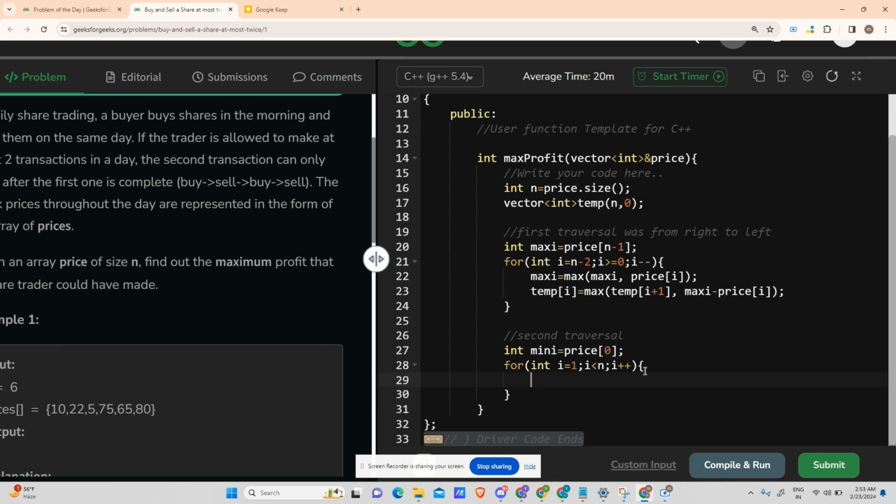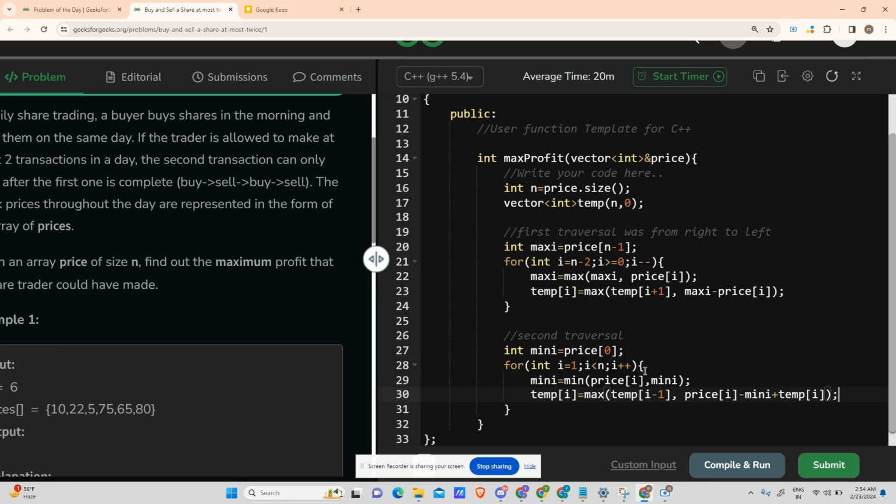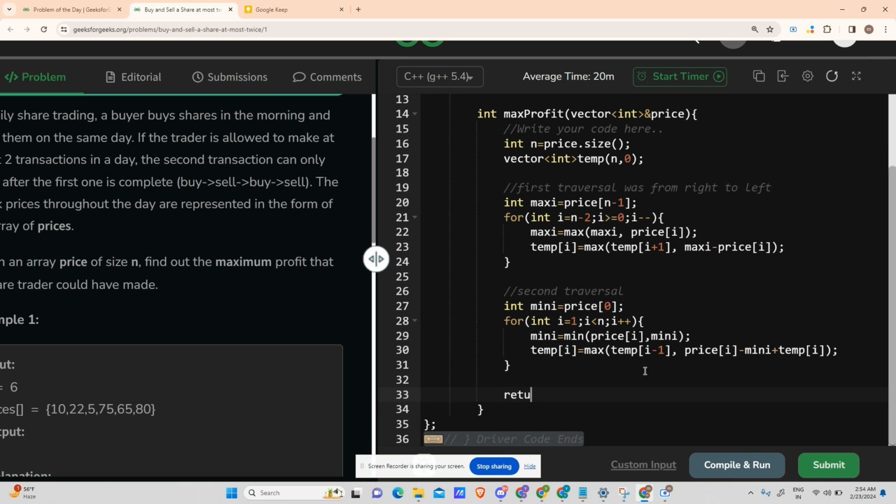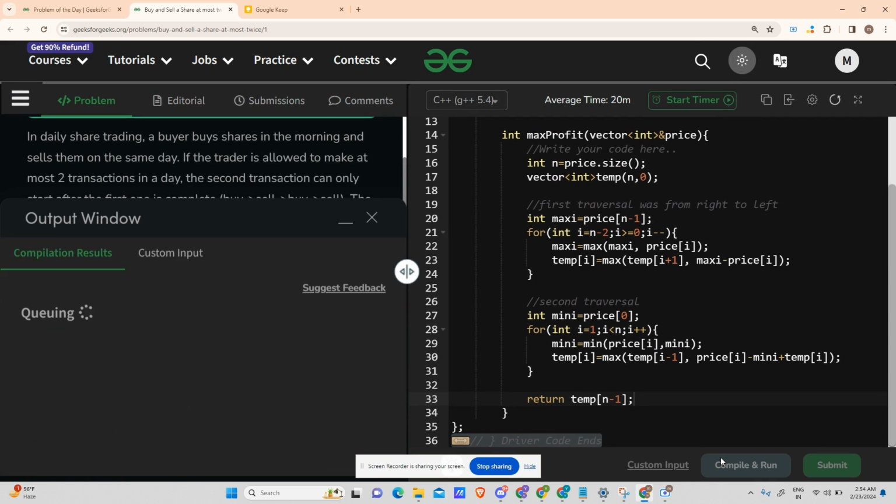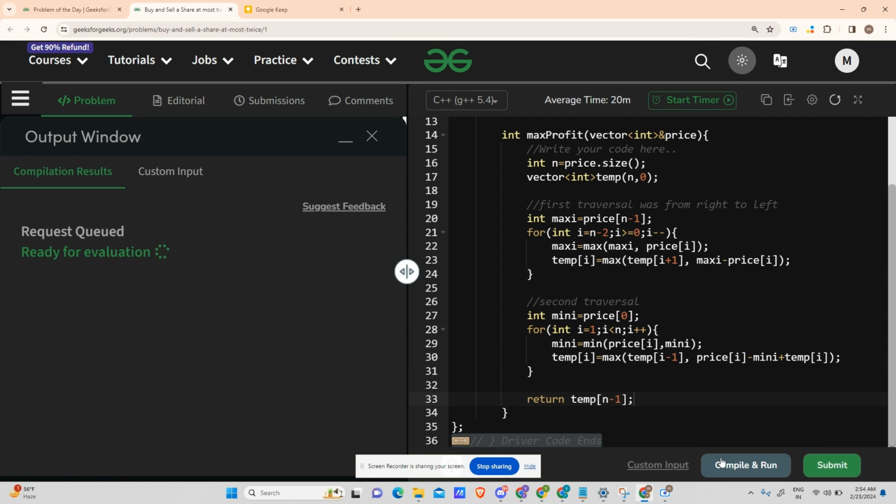What I will do is I will update my mini. Mini equals to min of price of I and my already existing mini, right? And then my temp of I will become max of my temp of I minus 1, comma, if I buy it at this index, price of I minus mini plus temp of I, right? And at last, as said, return temp of n minus 1. Hope you have got the problem. Let's try to compile and run it. Hope it works. Fingers are crossed.